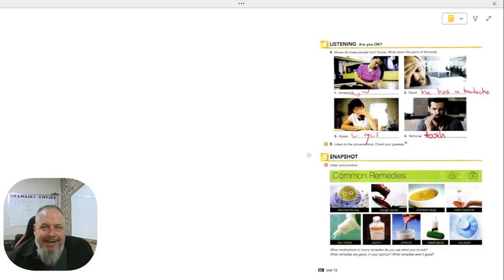So these are my guesses. Your guesses might be different. Elbow, I put elbow. He has a headache for number 2. Her eyes. And Nicholas's tooth. So let's listen to part B and see if we got any of them right. Page 80. Exercise 4. Listening.